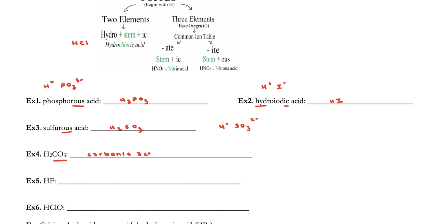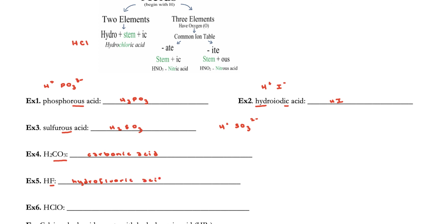For the next one, I'm going to jump ahead as I write slowly. HF. I've got 2 elements here. Fluorine is my anion. So I know that this is going to start with hydro because I only have 2 elements. So this is going to be hydro. Then I need the stem of fluorine, so this is going to be fluor. And then I need an ic ending. So it's going to be hydrofluoric acid. All right, let's look at the last one.